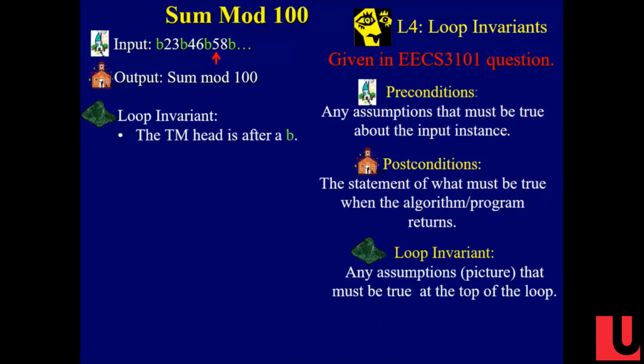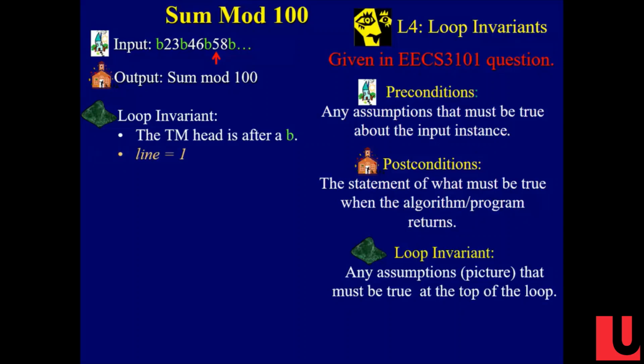Because I'm at the top, I'm ready to read in that next number. What am I going to do in one iteration? I'm going to take that next number, add it in, and move to the next number. Everybody got that?